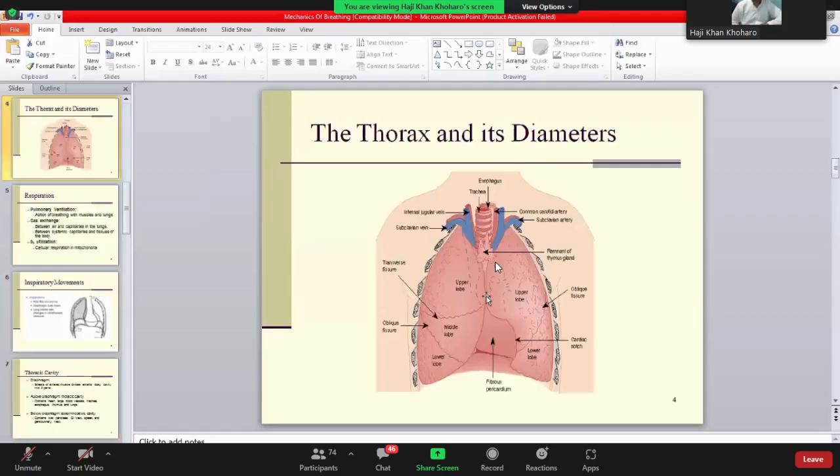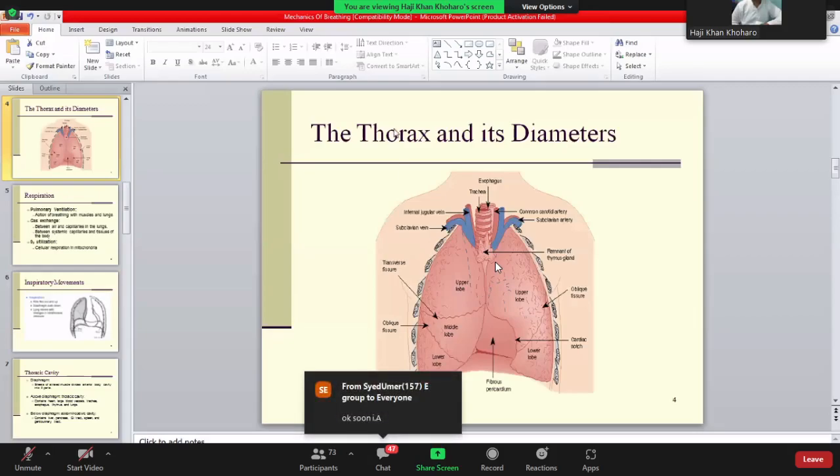So if any person has a deformity in the skeleton, there will be abnormal chest diameters. Any chest deformity will cause a disturbance in the chest diameters. Remember, please. So these three diameters are for the normal lungs.